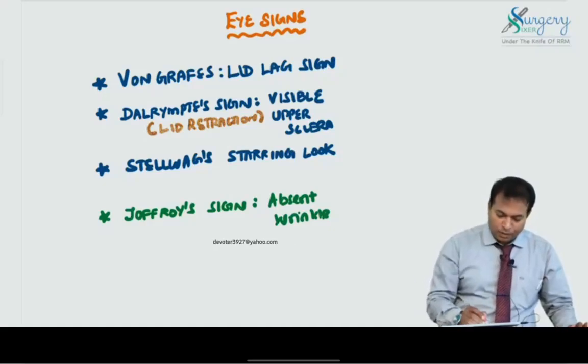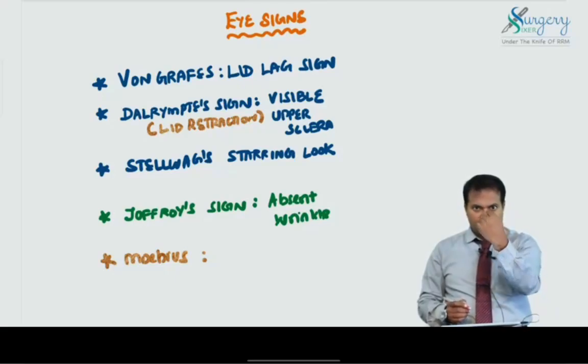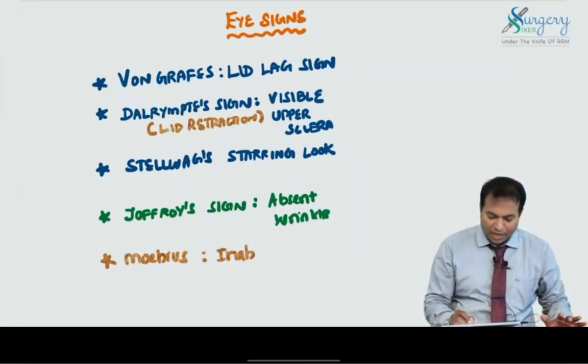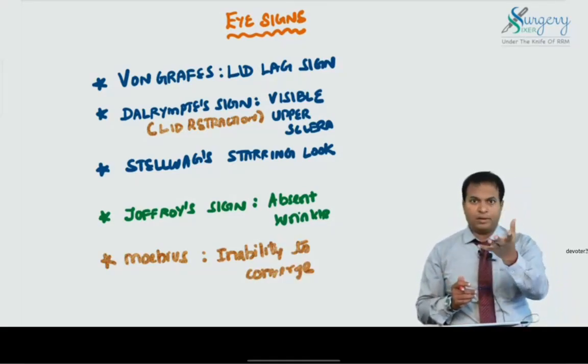Then comes the Mobius sign. You ask the patient to converge the eyeballs onto the finger like this. You do this and ask them to converge the eyeballs. They are unable to converge. Inability to converge. You will be reading these in ophthalmology also, but I'm just giving you all the eye signs. Inability to converge the eyeballs is due to paralysis of the intraocular muscles.